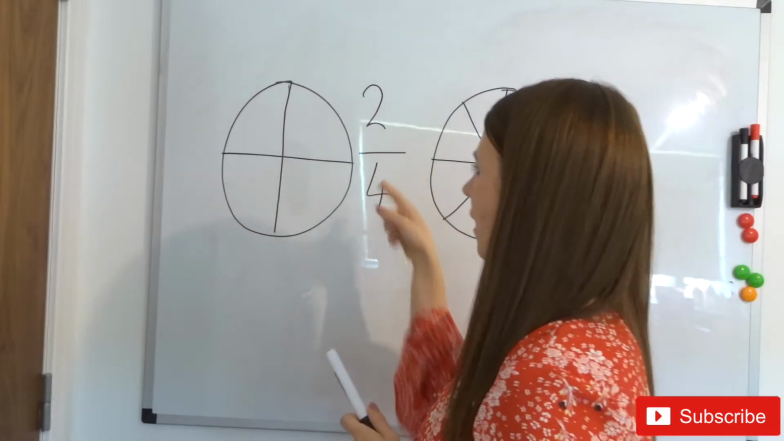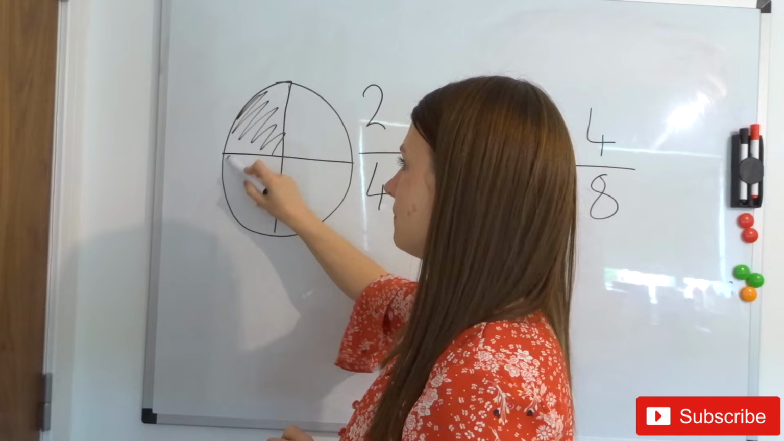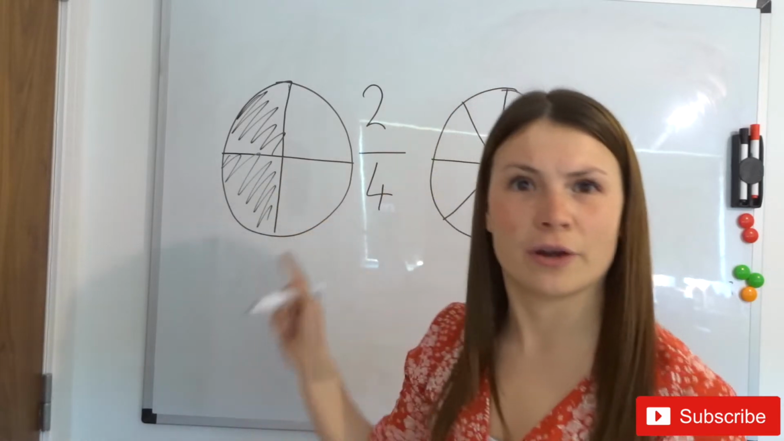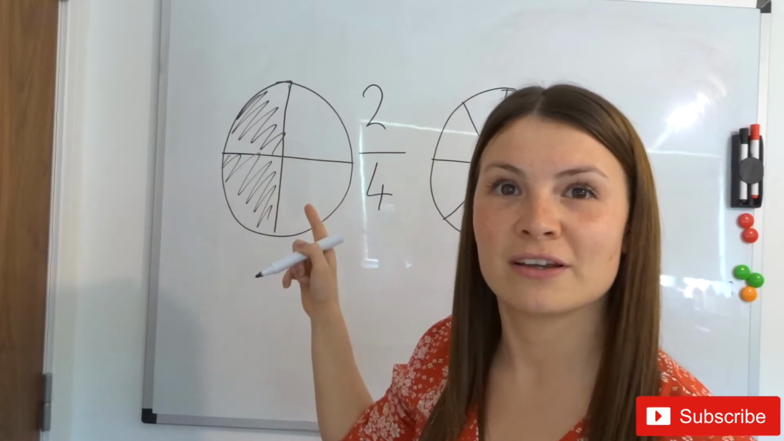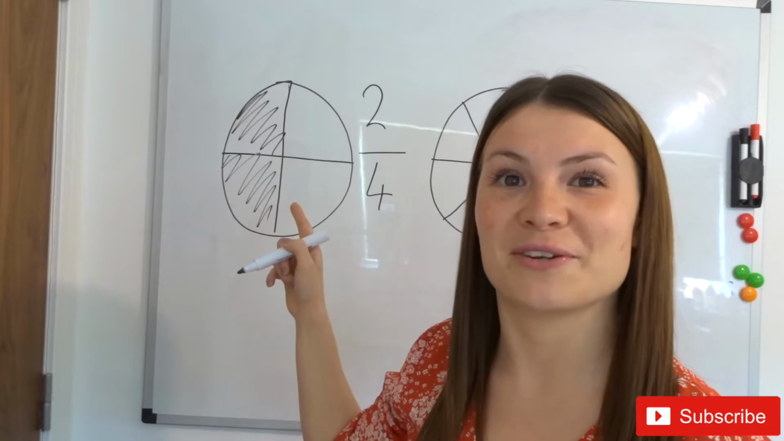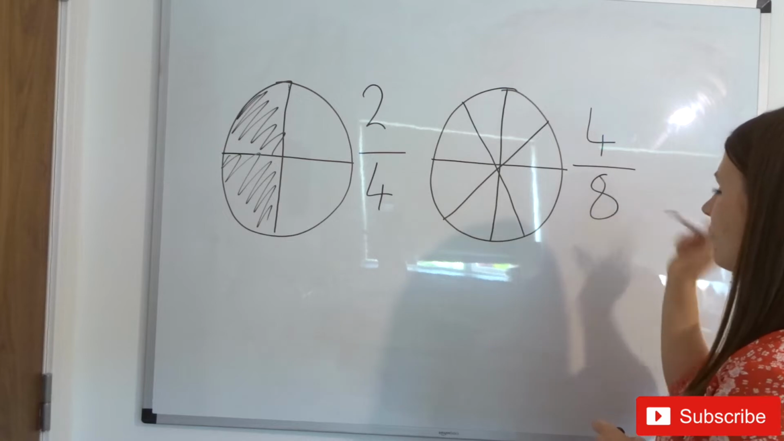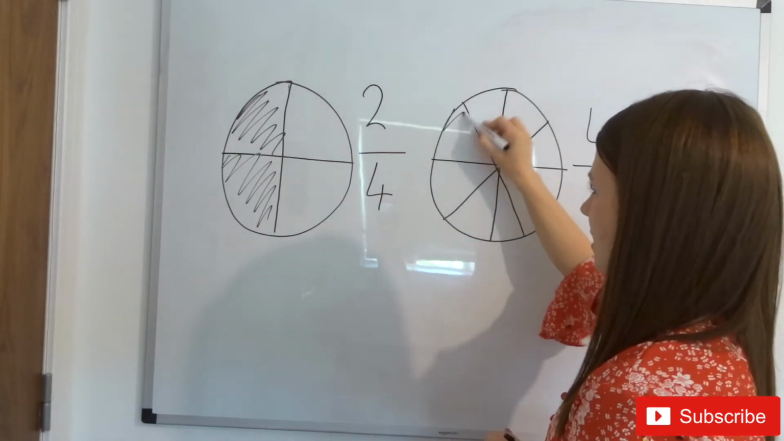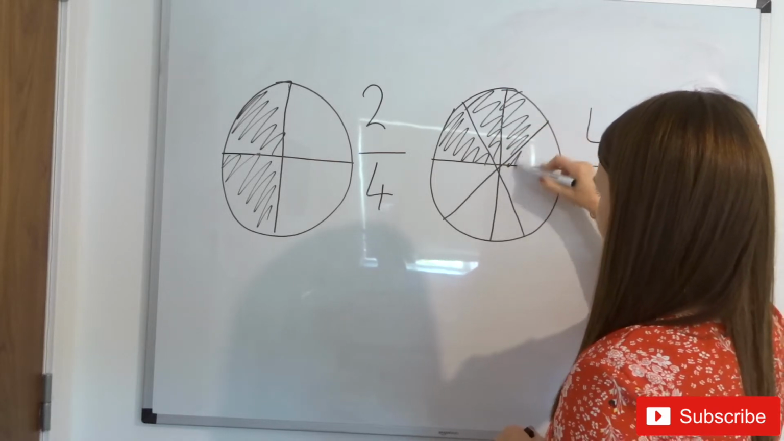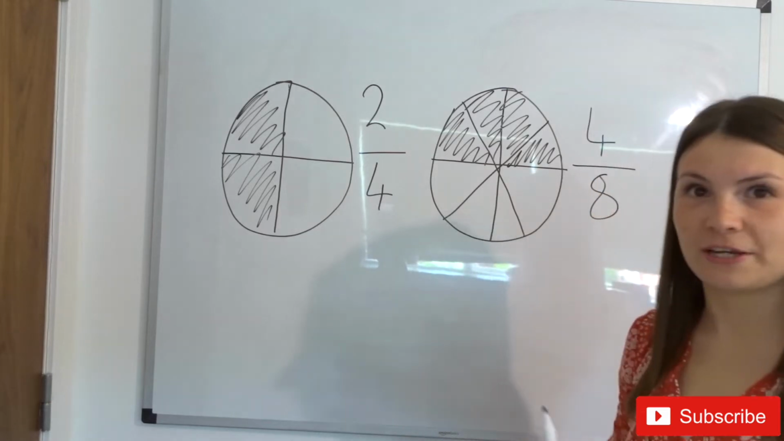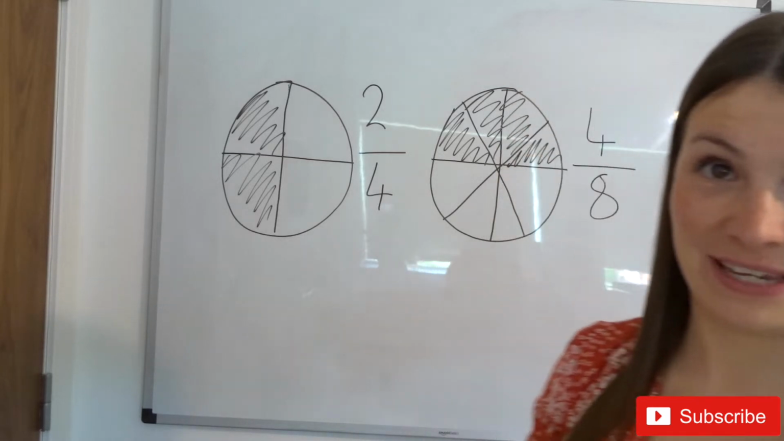So I've eaten 2 parts of my 4 pieces. That means 1 part's gone, 2 parts gone. Okay, so 2/4 was also equivalent to 1/2. Good, well done if you noticed that. Now my friend, she's eaten 4 parts of her 8 pieces. So I'm going to shade in 4 parts. 1, 2, 3, 4. What do we notice? Good, we have both eaten the same again.